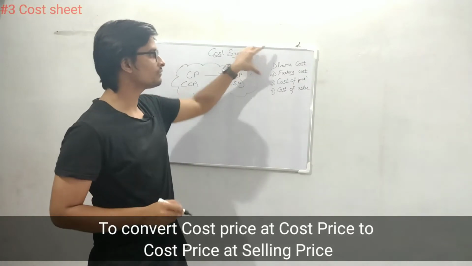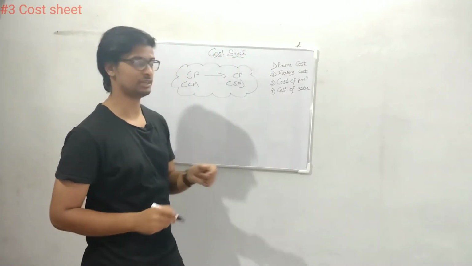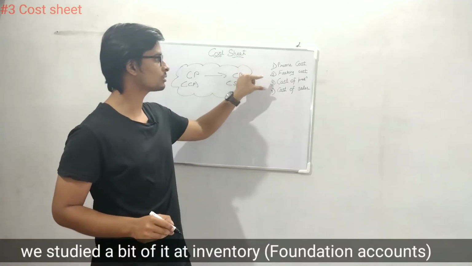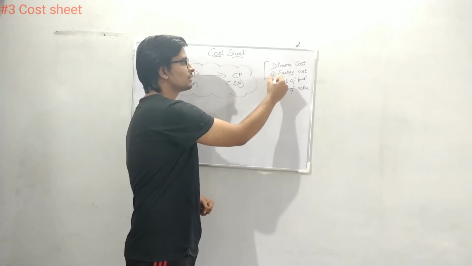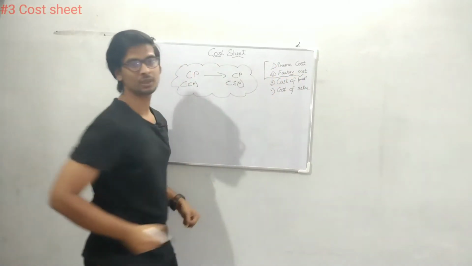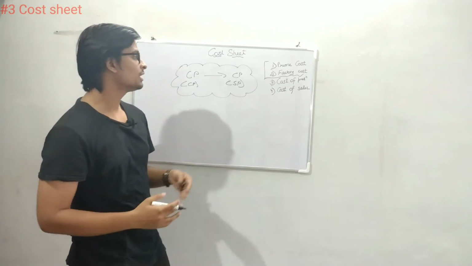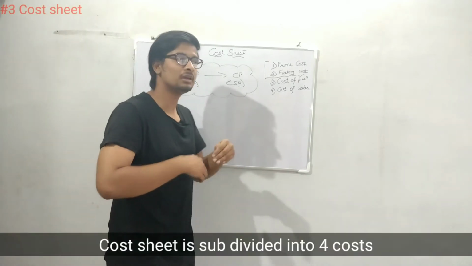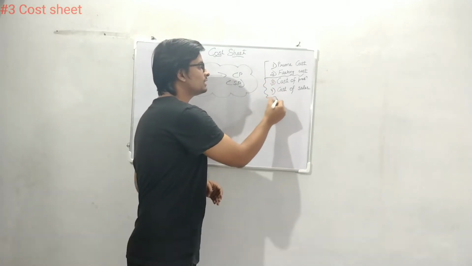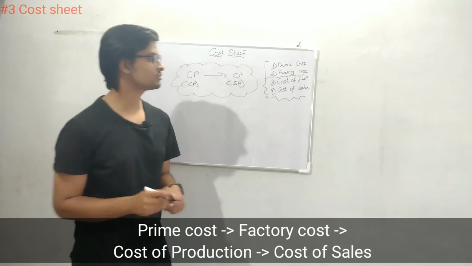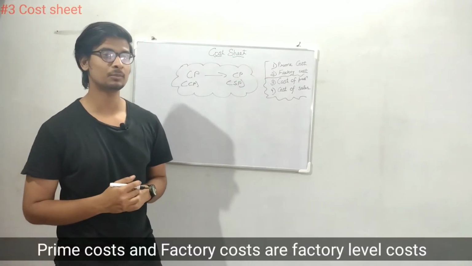There are four types of cost that we have to study in cost sheet: prime cost, factory cost, cost of production, and cost of sales. These two costs are related up to the factory. The moment the cost we record is outside the factory, we record these two, cost of production and cost of sales. First of all, let's see prime cost.